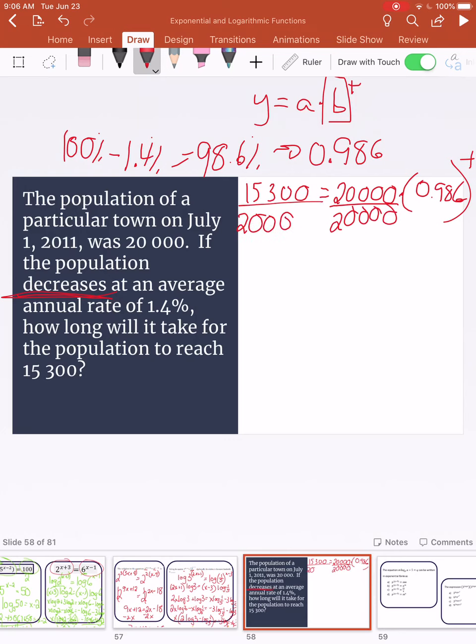For me, when I'm working with math, I always solve every question in more than one way if I can, just because then I can double check and make sure I did it right. So 15,300 divided by 20,000 is 0.765.